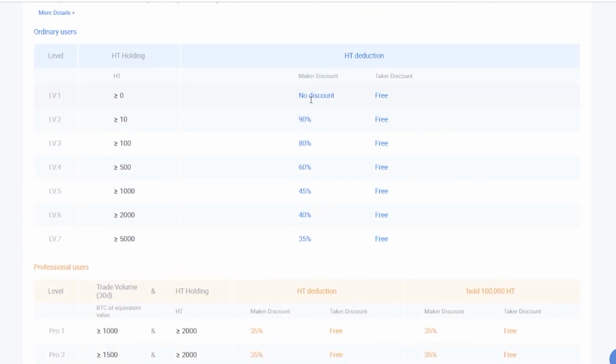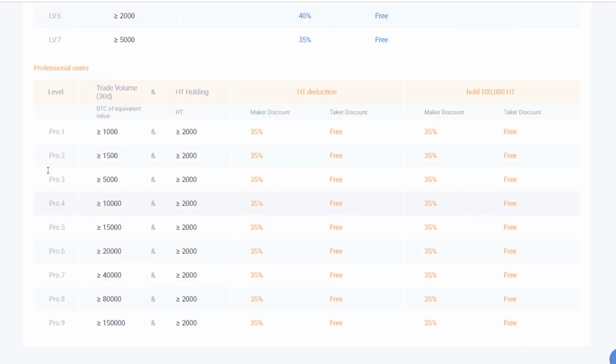No discount for above 0 Huobi tokens to below 10 Huobi tokens, and free for all for taker discount. And then above 10 tokens is 90%, 100 tokens 80%, 500 60, 1000 45, 2000 40, 5000 is 35. And again, we got the VIP for professional users, which is way cheaper as usual.